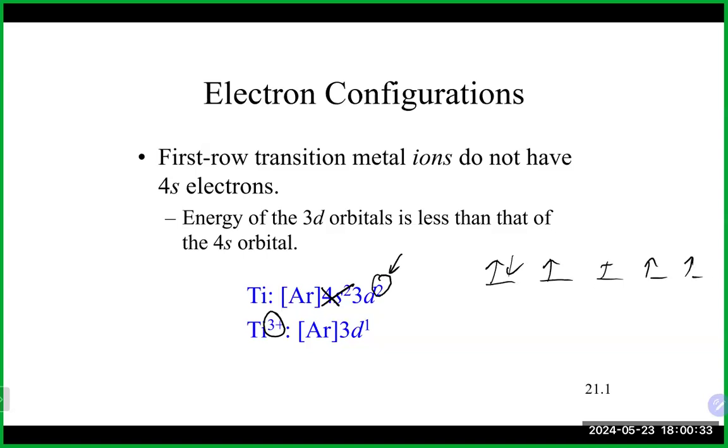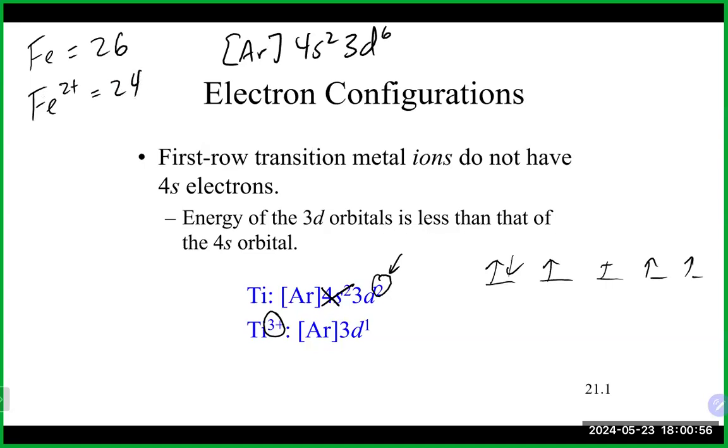So when we look at something like iron, which is 26, that's going to be argon 4s2 3d6. And when iron loses 2 electrons and becomes +2, it has 24. So the correct configuration for iron with a +2 charge would be argon 3d6.